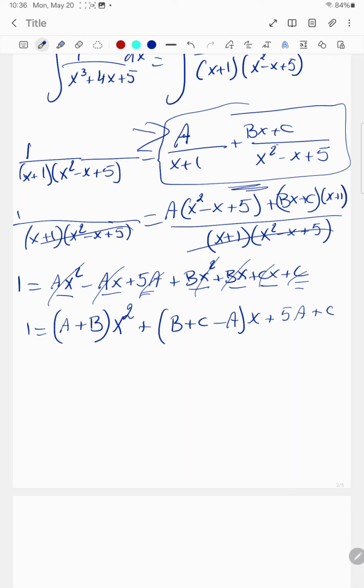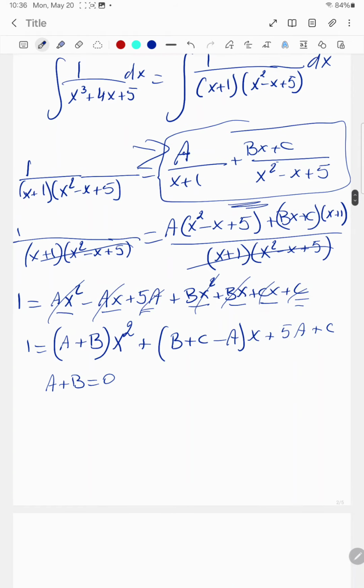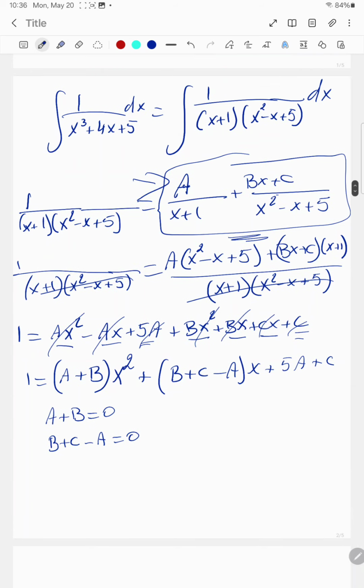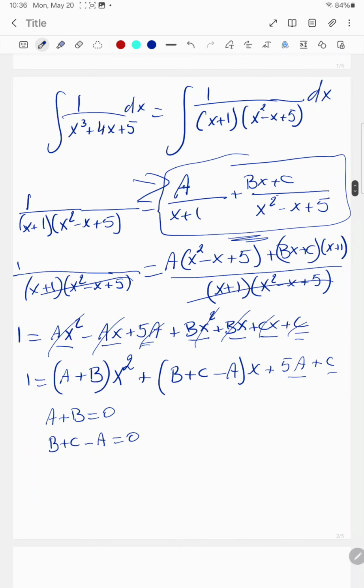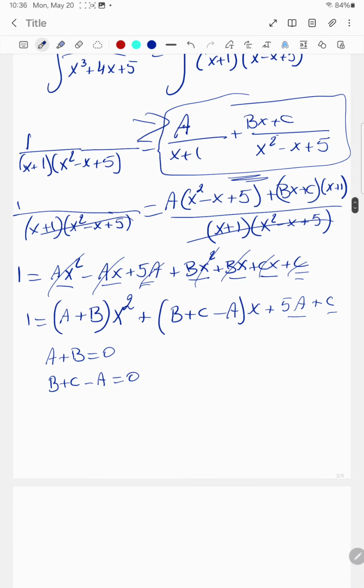Now I factored out anything that I can factor, and on the left hand side of my equality there is no x squared, so that would tell me that a plus b is equal to 0, because on the left hand side I would have 0 times x squared. And I don't have x, so that means b plus c minus a equal to 0. But 5a plus c does not have x in them, and on the left hand side I have 1. So now I know that 5a plus c is equal to 1.